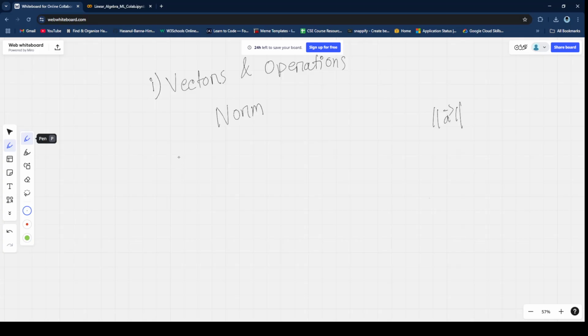Let's say if I have a vector v and I am finding the norm, it will be something like the square root of v1 squared plus v2 squared plus v3 squared until vn squared. So what is this? This is the Euclidean distance from the origin to our point v.